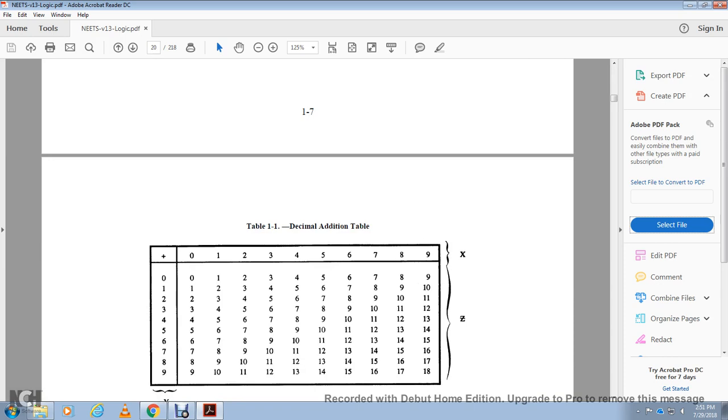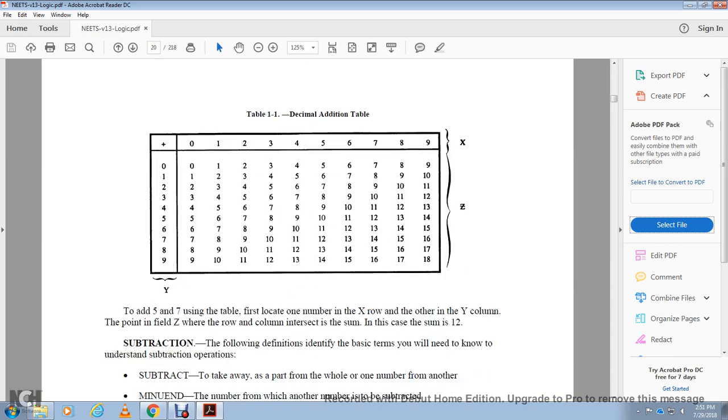Table 1-1 shows the decimal addition table. To add 5 and 7 using the table, first locate the number in the x row, and then the other in the y column. The point z where the row and column intersect is the sum, and it indicates the sum of 12.